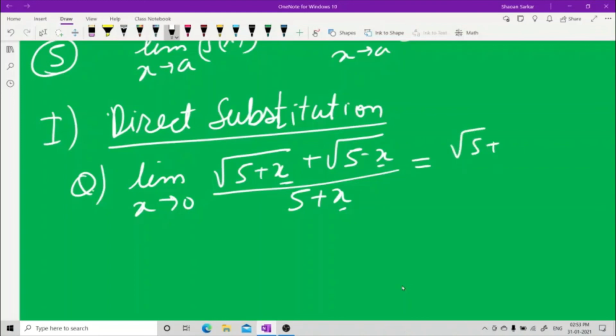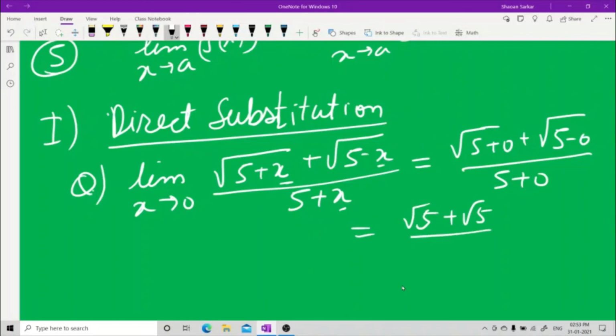So under root 5 plus 0 plus under root 5 minus 0 upon 5 plus 0. This is nothing but under root 5 plus under root 5 by 5. This is 2 under root 5 by 5.